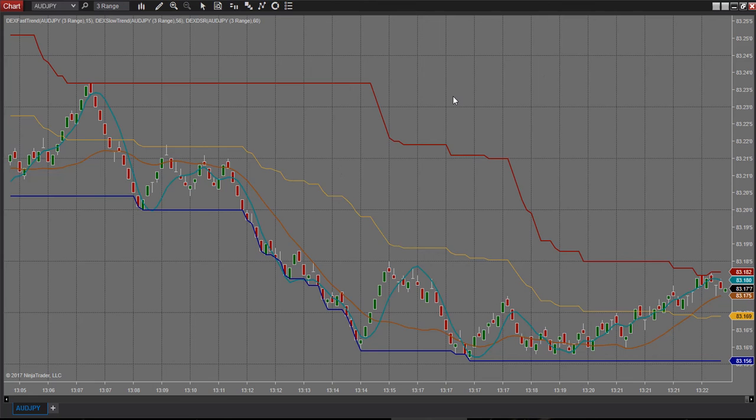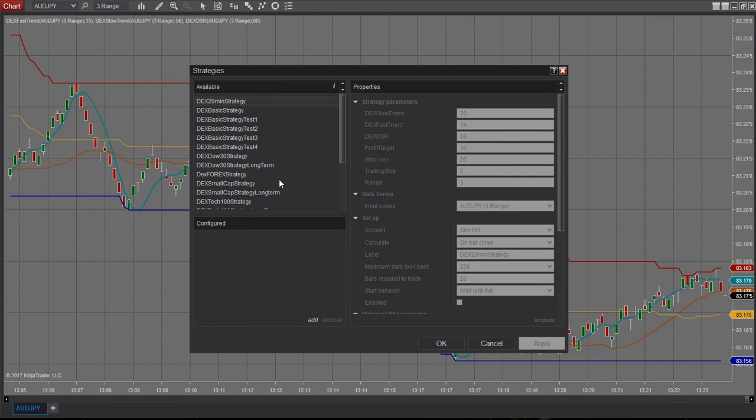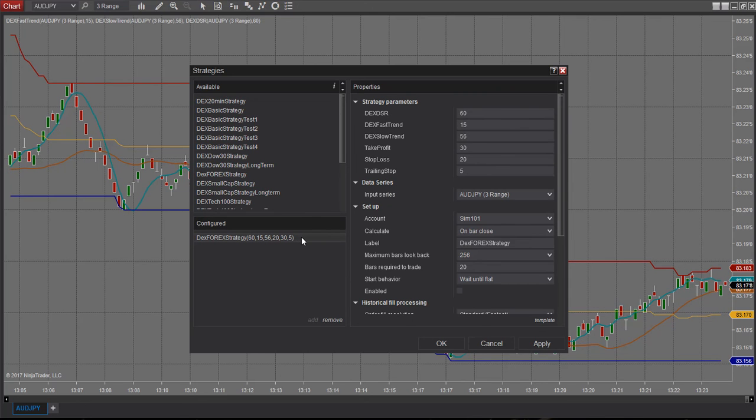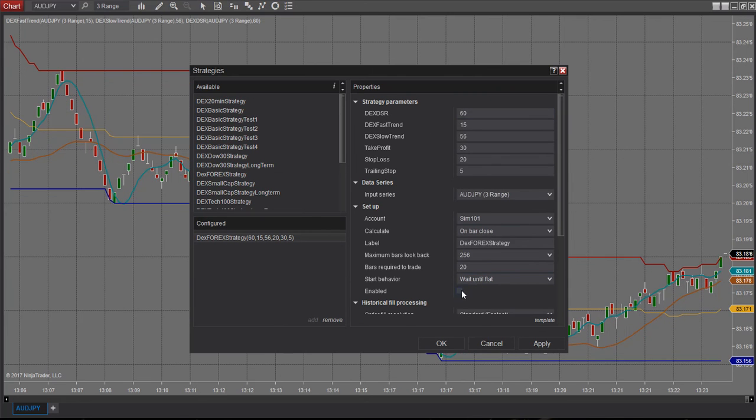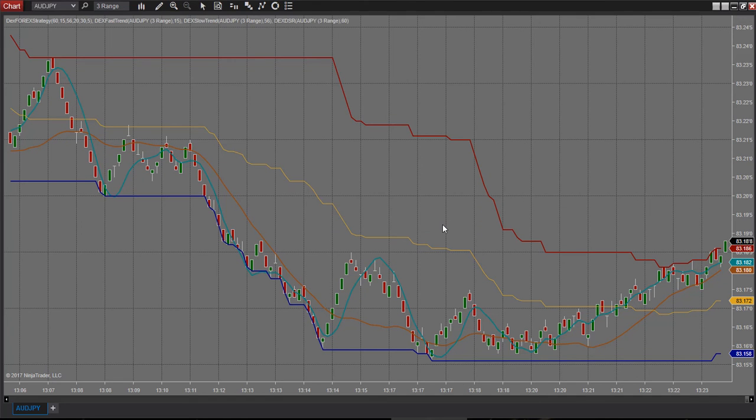And now we're going to add our strategy. All right, so we're going to right click on a blank spot on the chart, strategies, and we're going to select the DEX FOREX strategy. Double click on it. It puts it down here. And remember, we have to enable it. We have to tell it go. That's like the safety on a gun, because if you had an order to make a trade, it would trade it. All right, so click OK, and it's giving us this warning that trades will be submitted to the brokerage without an alert. Okay, and this might take a minute.